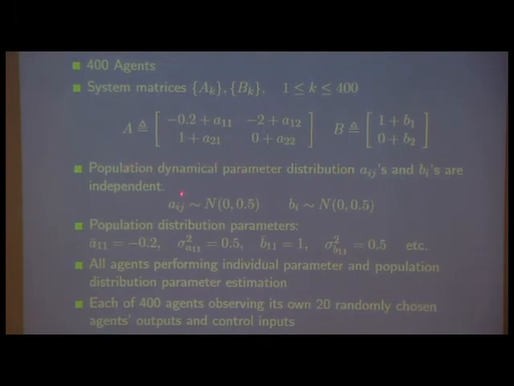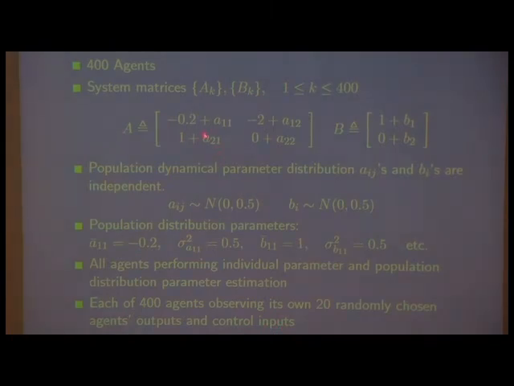Okay. So this is what has to be learnt by the various agents about the population, and here are the population distribution parameters. These are the statistics which have to be learnt. So all the agents will be performing individual parameter and population distribution parameter estimation by the procedure I've described. And now, as I've said, the number of randomly observed agents will be a decreasing fraction. Here we take the square root. So for 400 agents, you only get to observe 20 other agents.